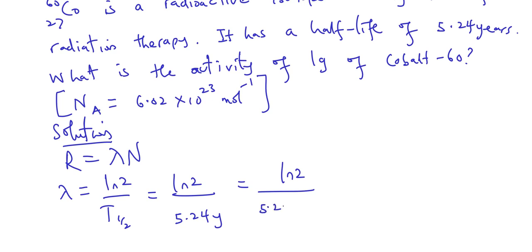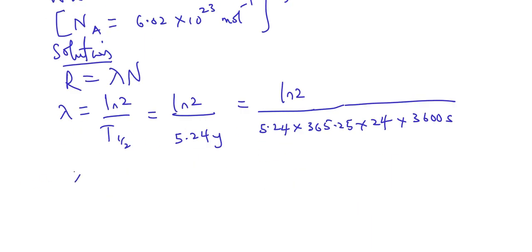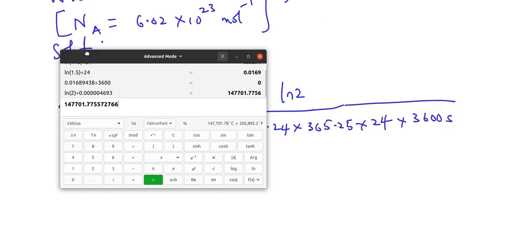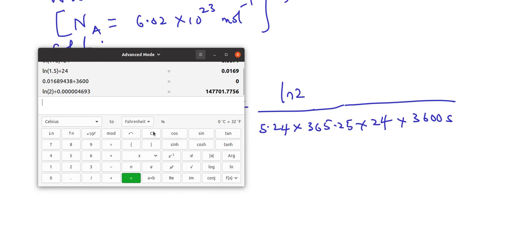That will be 5.24 years multiplied by, how many days do we have in a year? We have 365.25 days. Then how many hours do we have in a day? We have 24 hours. How many seconds do we have in 1 hour? We have 3,600 seconds. Okay, so that decay constant lambda can be obtained as ln 2 divided by 5.24 multiplied by 365.25 multiplied by 24 multiplied by 3,600.